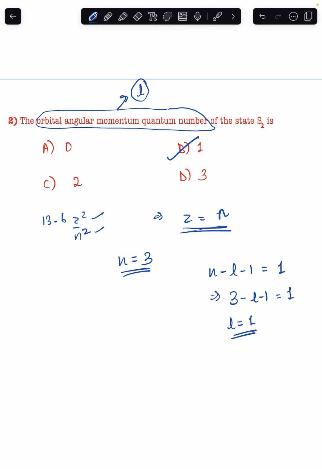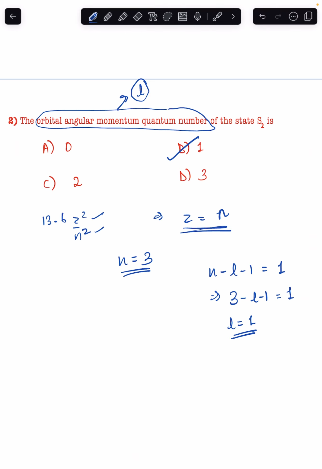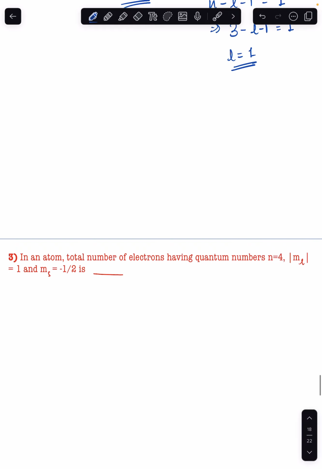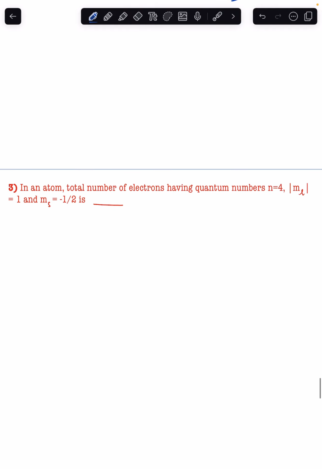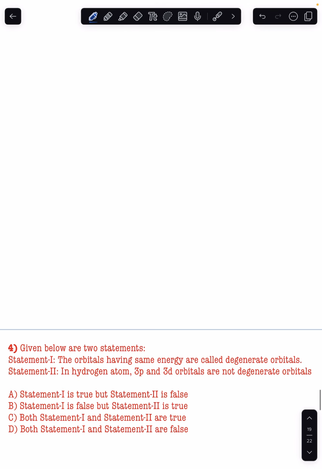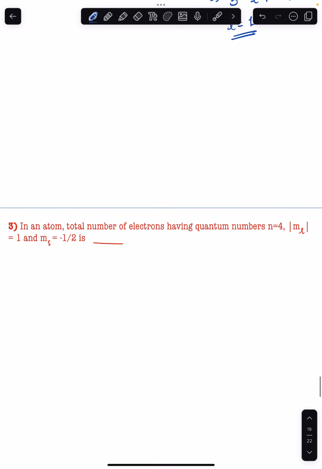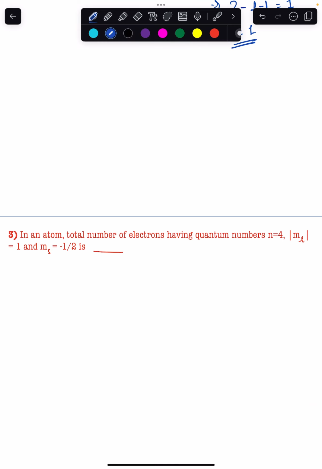Alright, I hope I am very clear by this point. If you have any doubt, you can always ask me down in the comments, right? Okay, now the third question. These last three questions that I'm going to take are previous year questions.